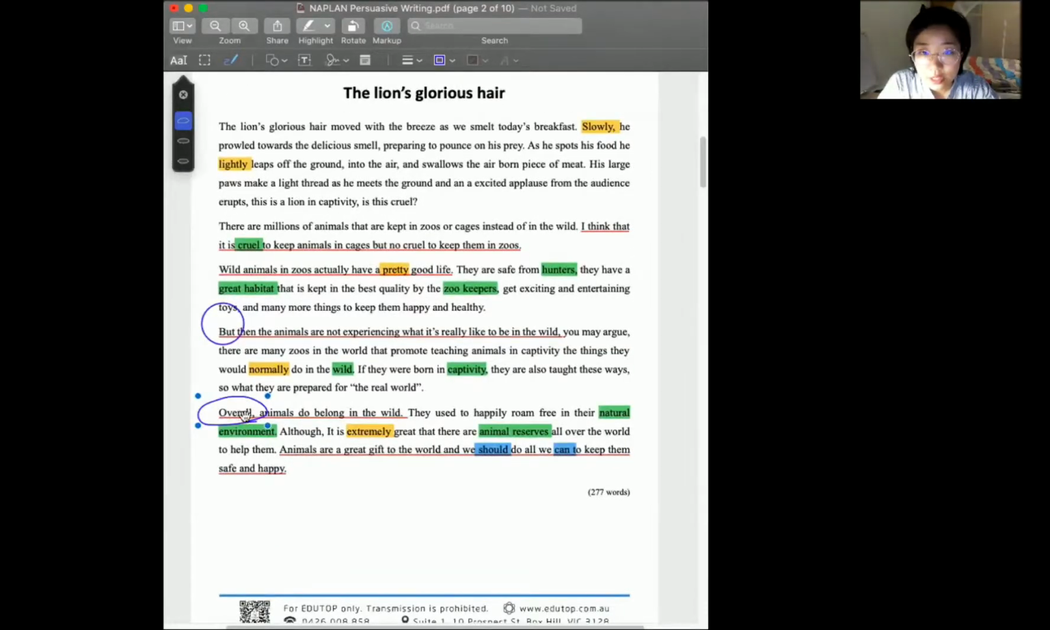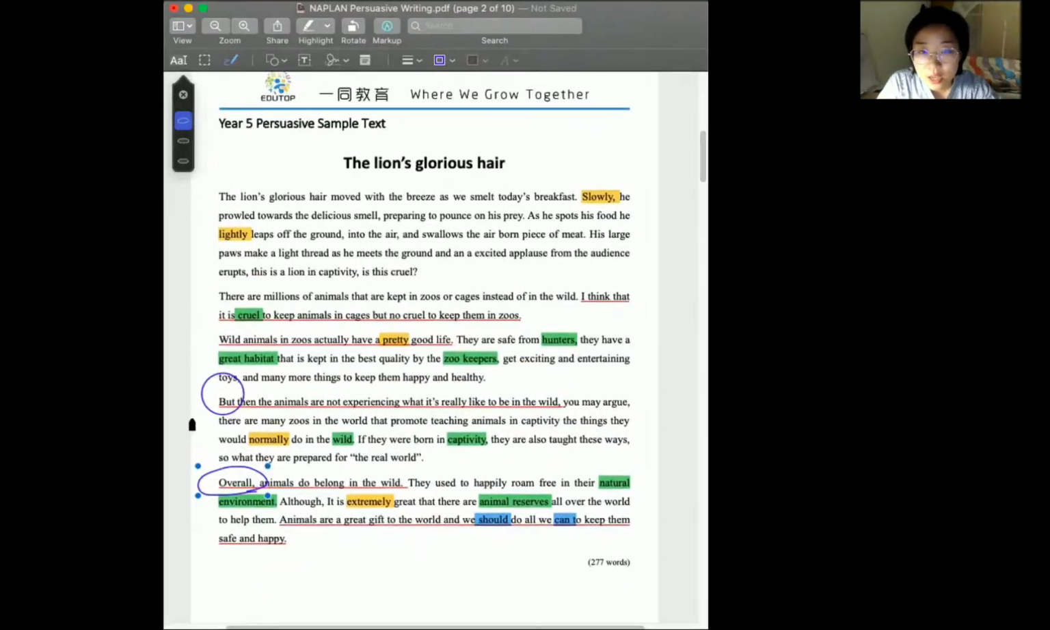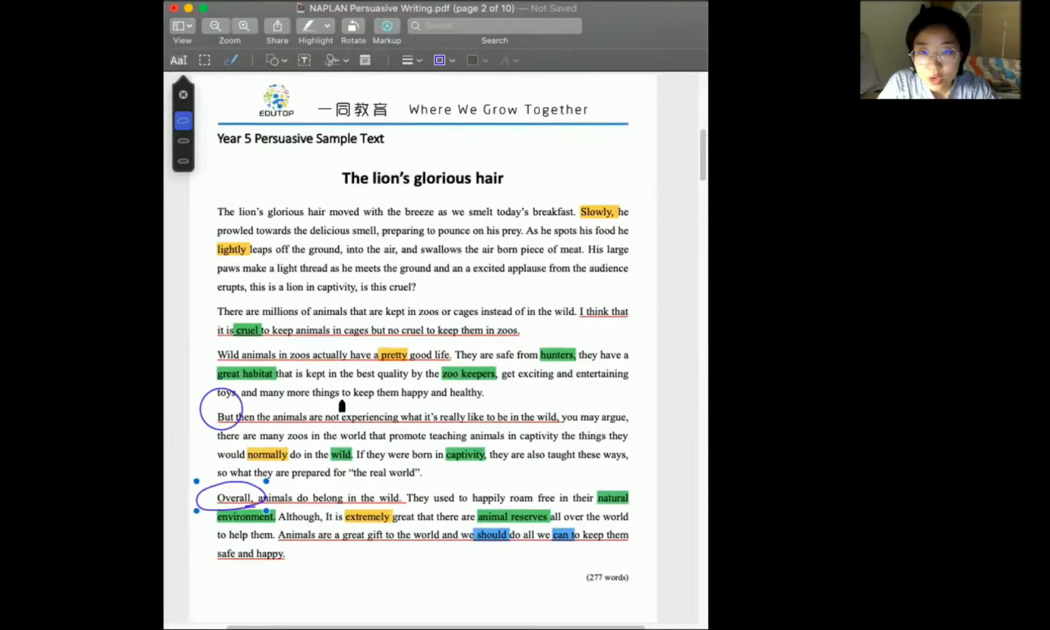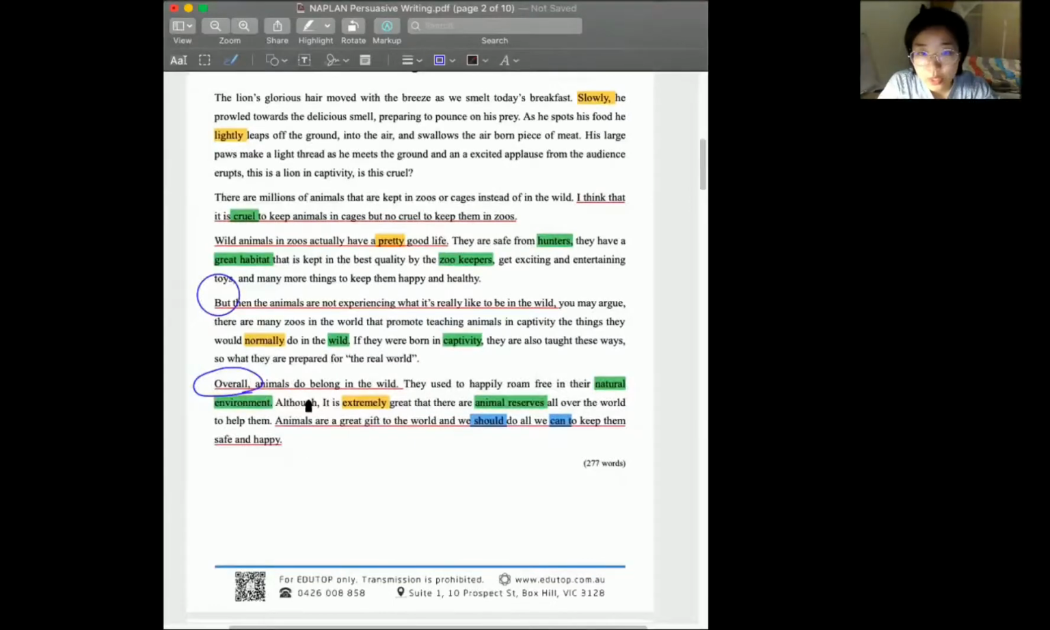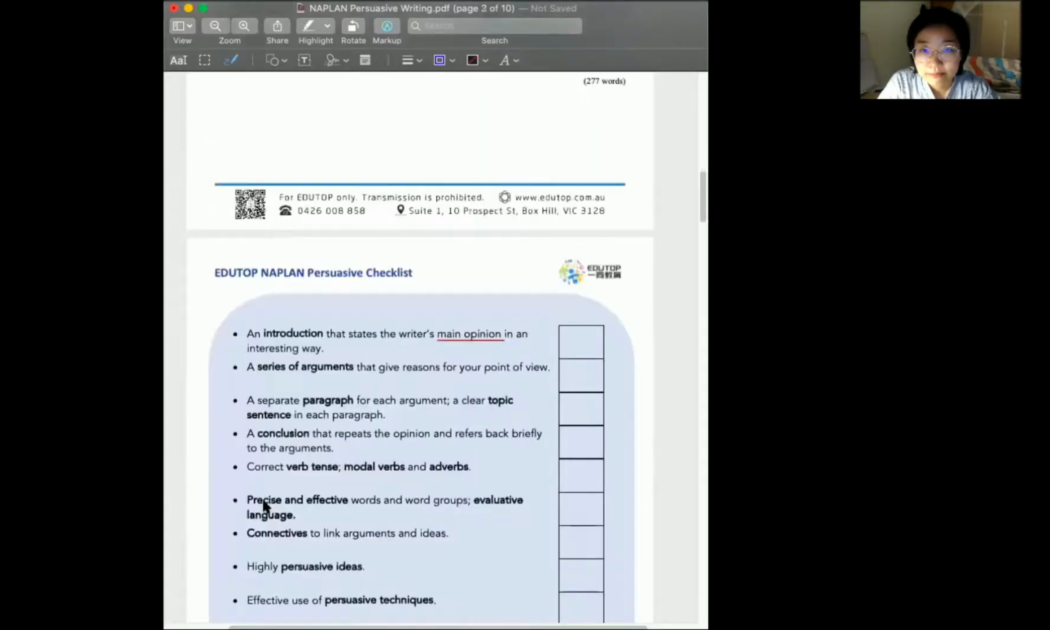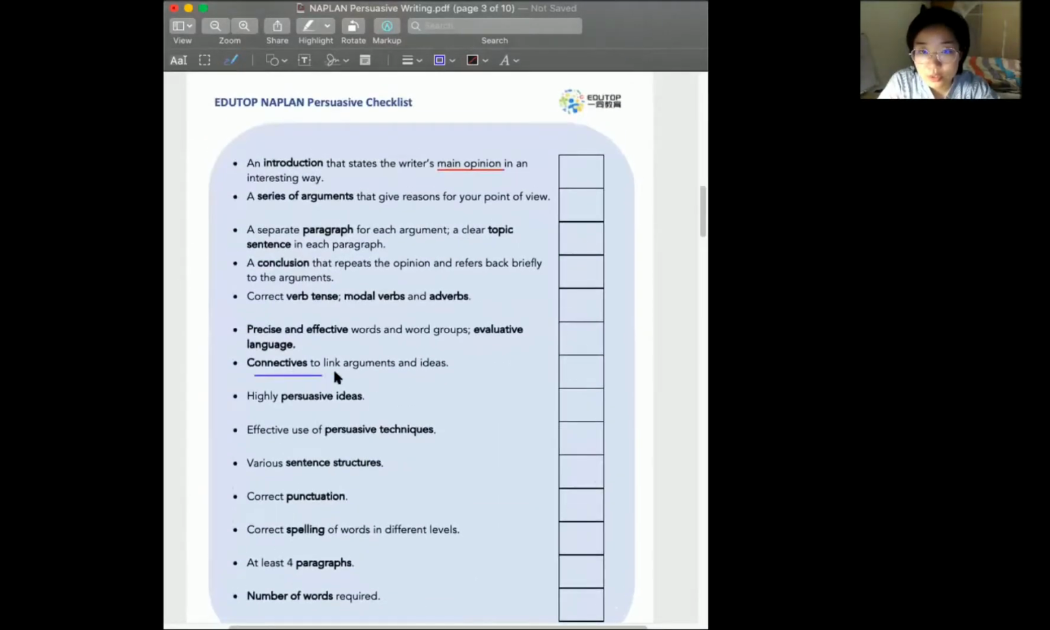So this functions as a connective to connect the idea of the last paragraph and the previous paragraph. And this but tries to contrast with the idea of this paragraph, isn't it? And we also have although it is blah, blah, blah, animals are a great gift, right? So these just link two ideas together by using although. So see, we have some connectives used over here to link ideas. So that would be a tick.